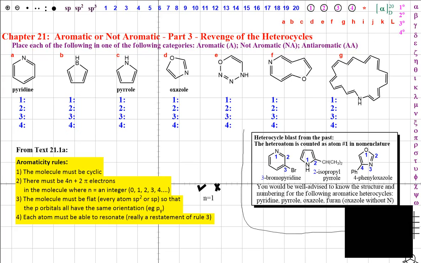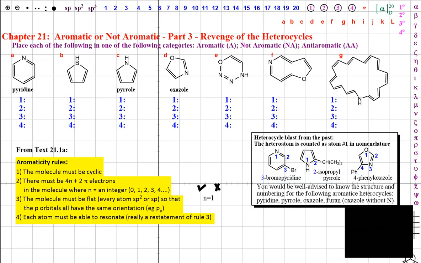A little reminder about heterocycles from when we encountered them in the past. The heteroatom, the atom that isn't carbon, is atom number 1 in nomenclature. And here are some examples to help you with naming heterocycles.